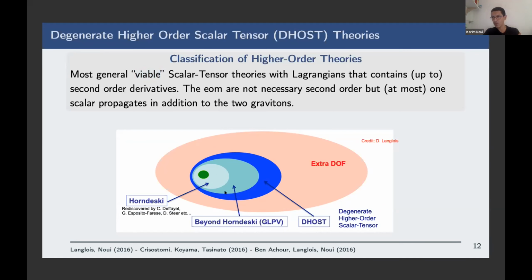Then I mentioned quickly other theories like GLPV or beyond Horndeski that were discovered in 2014, where they found viable theories, so only one scalar degree of freedom propagating in addition to the two gravitons. But these theories do not belong to the Horndeski class. And in 2016, we found those theories which encompass all known higher order scalar tensor theories.